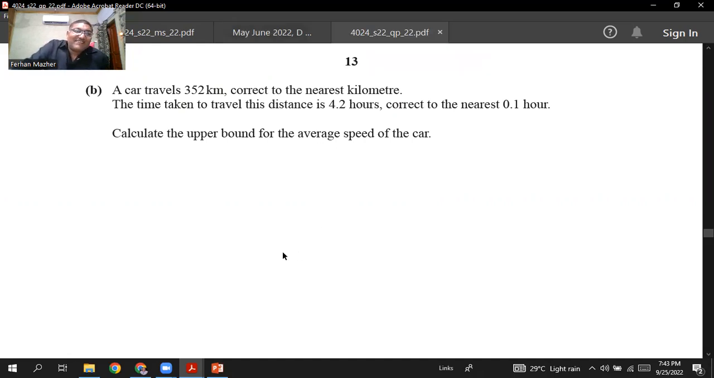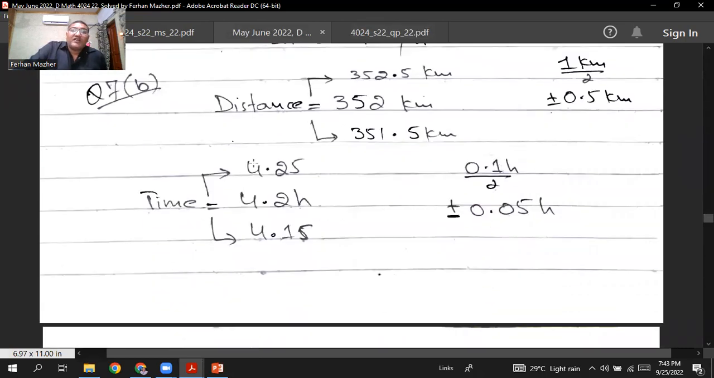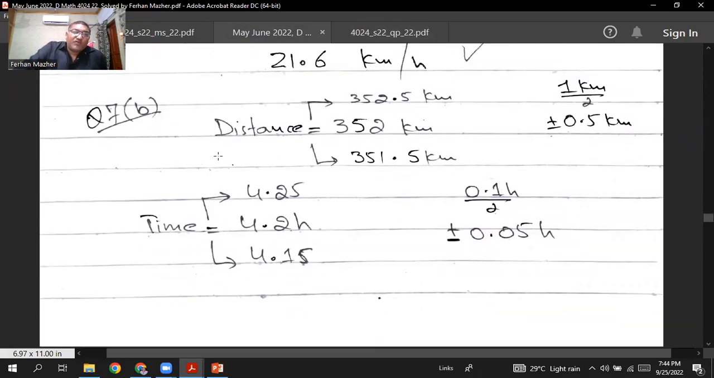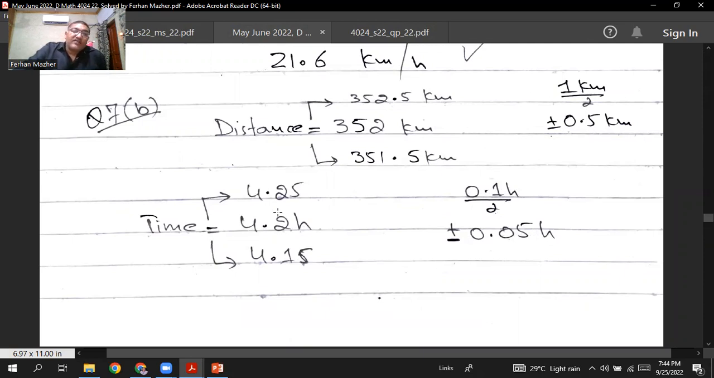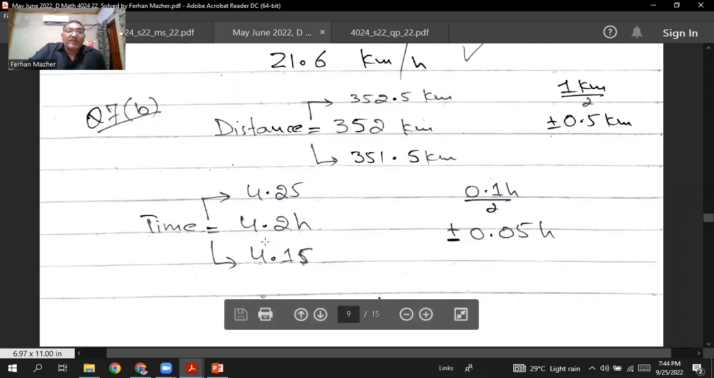The average speed is distance divided by time. You want the upper bound. So the distance upper bound will be taken and the time's lower bound will be taken. That's the logic. Okay, so here you can see I have shown it. Distance is 352 kilometers. It's correct to 1 kilometer, divided by 2 is 0.5. You add, and 352.5 is the upper bound. 351.5 kilometers is the lower bound. The time is 4.2 hours, correct to 0.1 hour. So divided by 2, you get 0.05 hours. You add this number and you get the upper bound. You subtract this number and you get the lower bound. So 4.25 is the upper bound, 4.15 is the lower bound of the time.